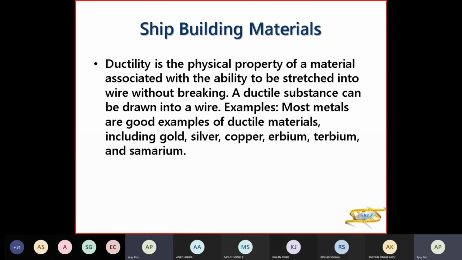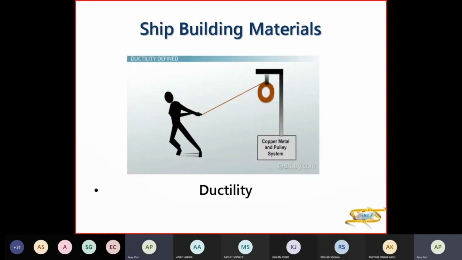So ductility is a physical property of the material associated with the ability to be stretched into a wire without breaking. So a ductile substance can be drawn into wire. Ductile materials are gold, silver, copper, erbium, terbium, and samarium. This diagram shows how copper metal can be pulled. So that is ductility, so you can stretch it.